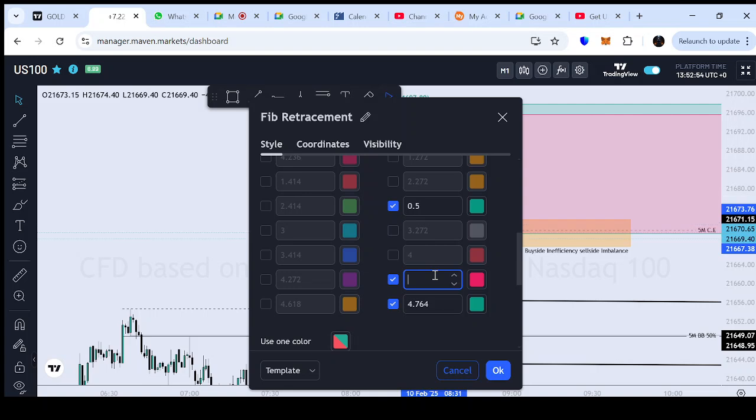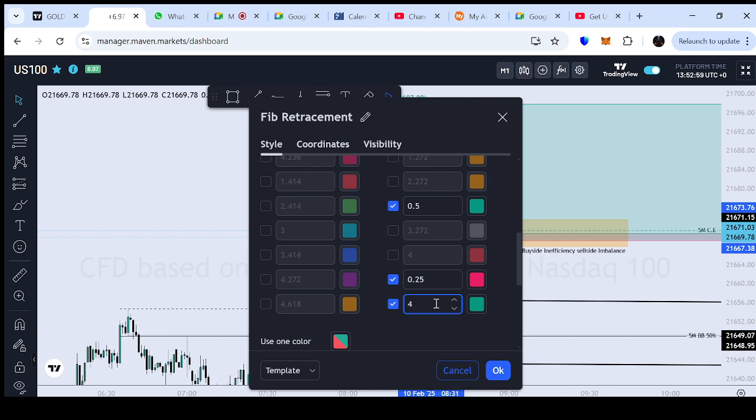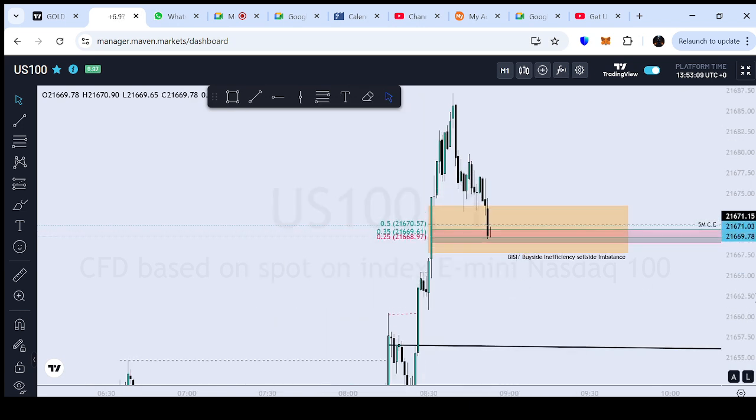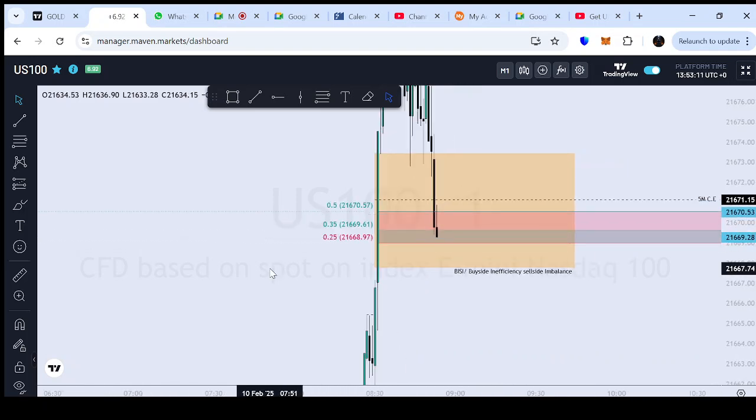That's 0.25. That is the first level. 0.35 level, quadrant of the Fibonacci. Half of it, 35, 25% level. 25% level acting as a support level. You can see it there. 25% level of this inefficiency.